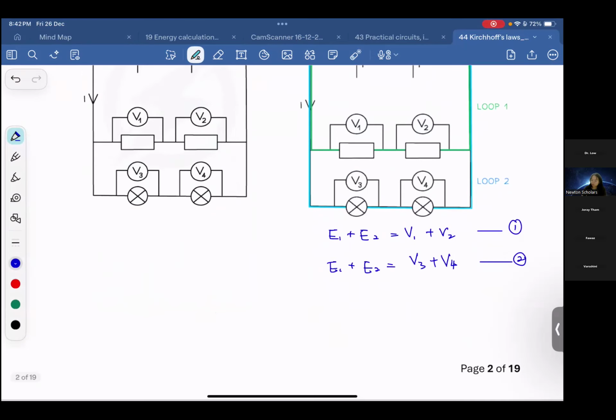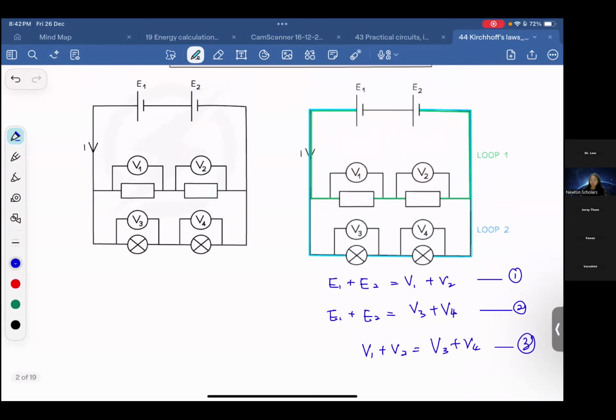Then you might also say that for these two, E1 plus E2 is equal to what? So V1 plus V2 equals V3 plus V4, also correct. Okay. Then we can try some past year questions. Theory seems easy, then we try with past year questions.